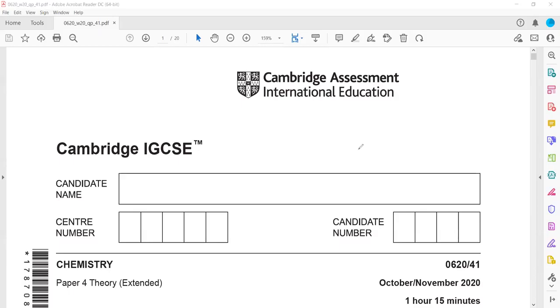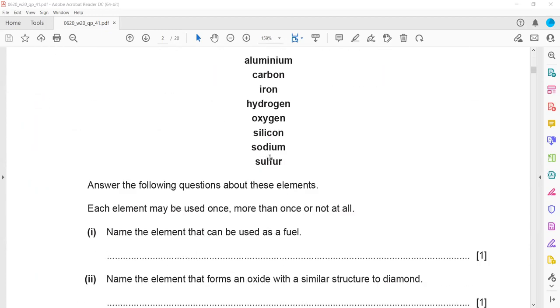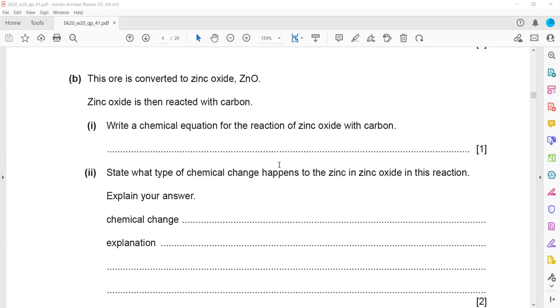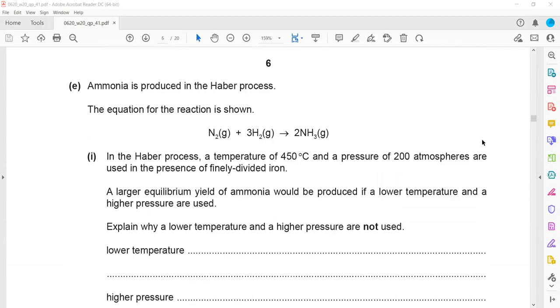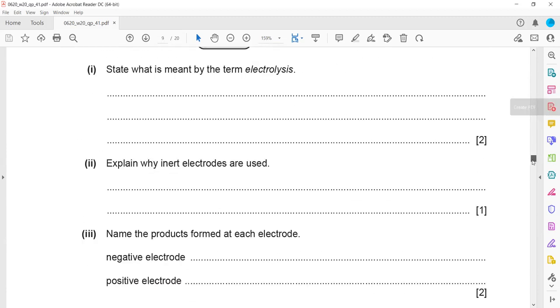So this one is the October-November 2020 paper for variant 1. The first part will discuss organic chemistry questions, and the second part will do the moles questions. Normally, at the end of the paper, you will find organic chemistry questions.